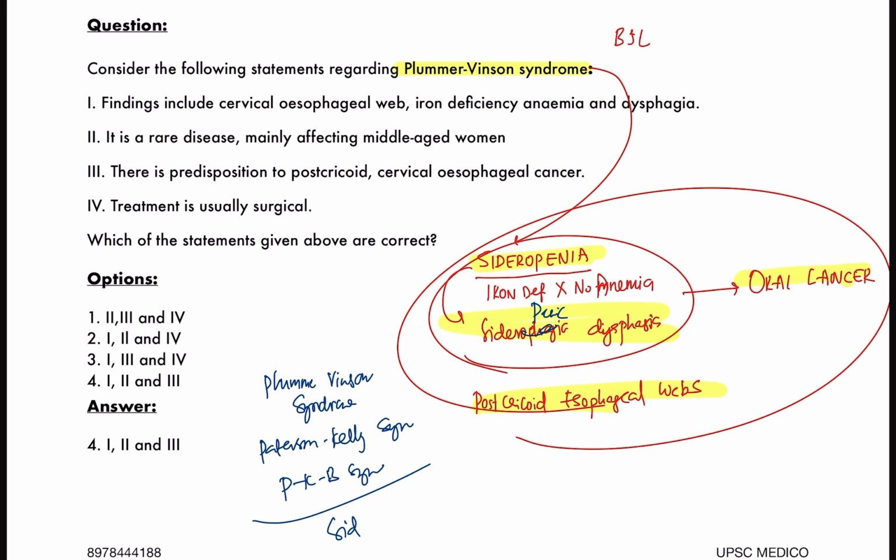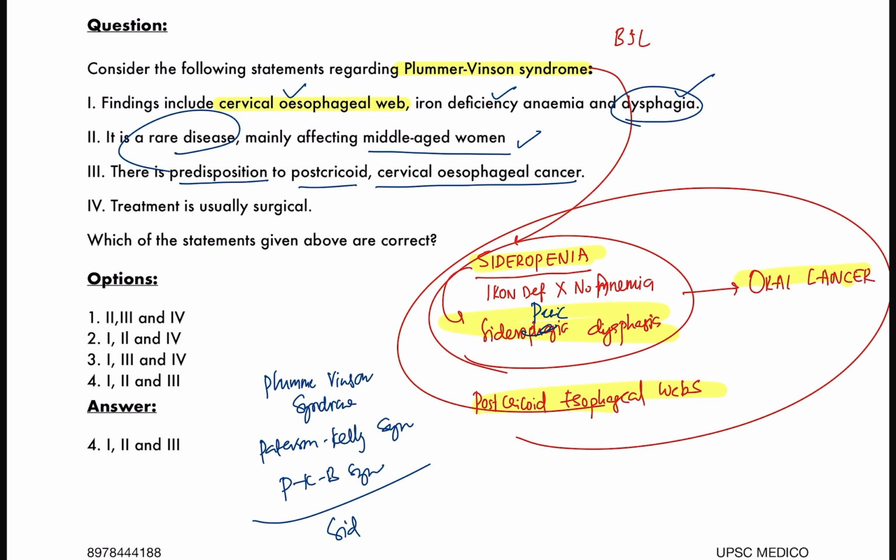So you will see a cervical esophageal web, right? You will sometimes see iron deficiency with anemia or without anemia. And yes, there is dysphagia. It's a rare disease, I agree. It mainly affects middle-aged women. There is a specific area or region where the women are affected in this particular condition. So any middle-aged woman is a risk factor here. And there is predisposition to post-cricoid and cervical esophageal cancer.